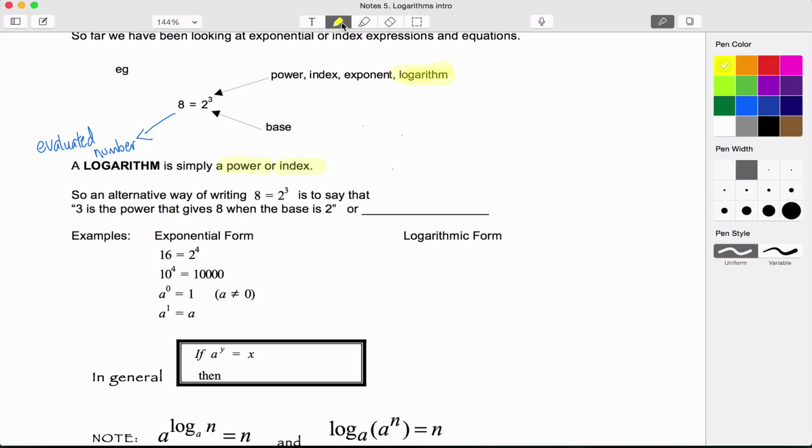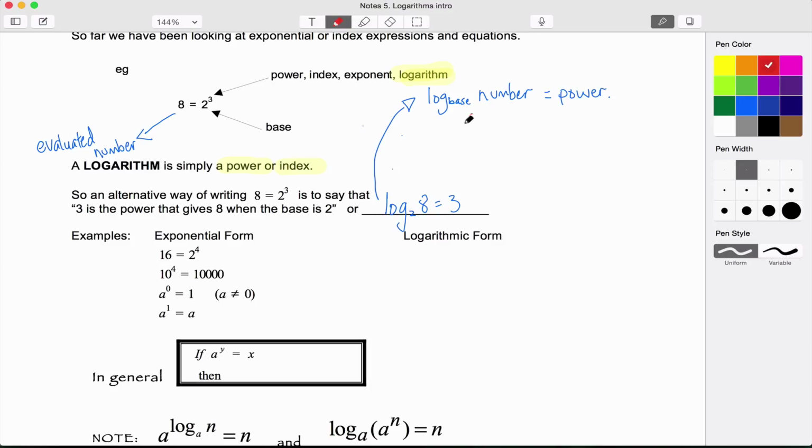Another way of writing this is just to say, using logarithms, log to the base 2 of 8 equals 3. What we've used here is this little reminder. You always put the base down below the word log. The evaluated number goes here, and after the equal sign is the power.